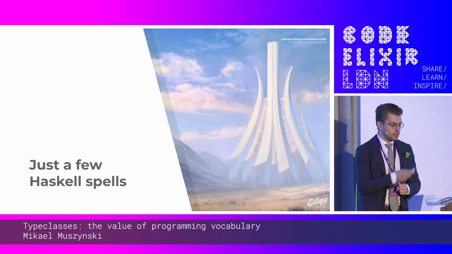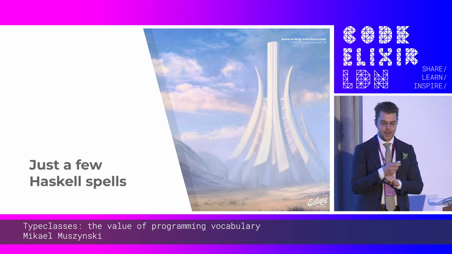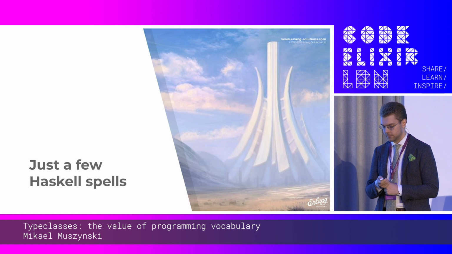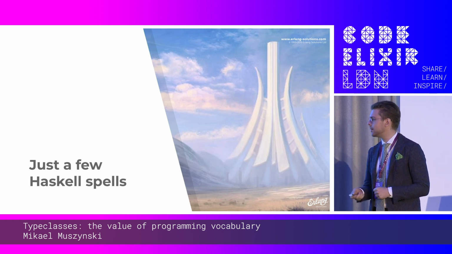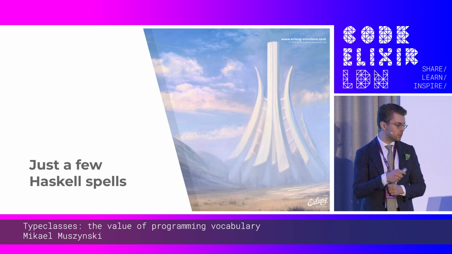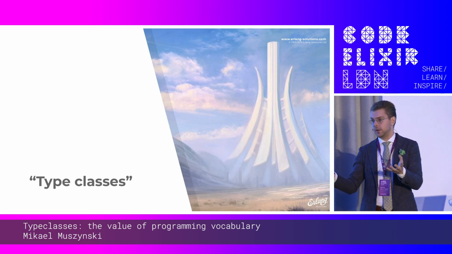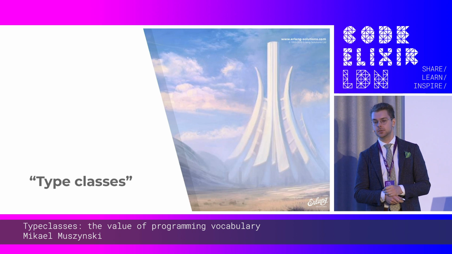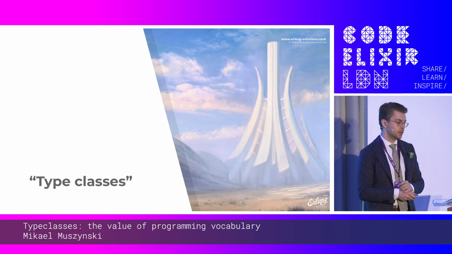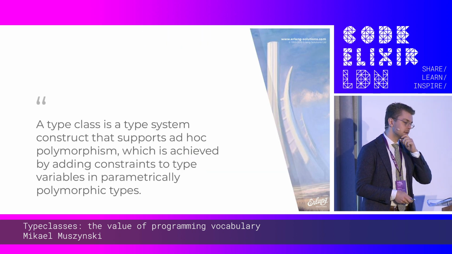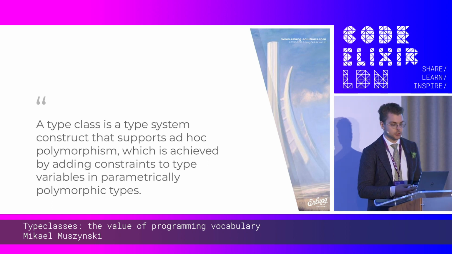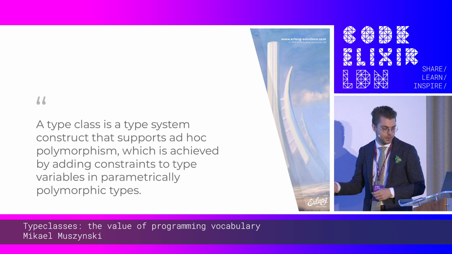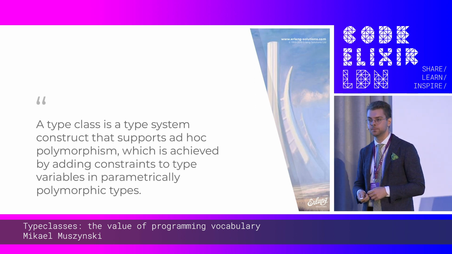So let me introduce you to just a few Haskell spells. We'll go with two. We'll see how deep we get into each one of them. The first one being, well, typeclasses. Let's explain the word that is present in the talk title. A type class is a type system construct that supports ad hoc polymorphism, which is achieved by adding constraints to type variables in parametrically polymorphic types. Got it?